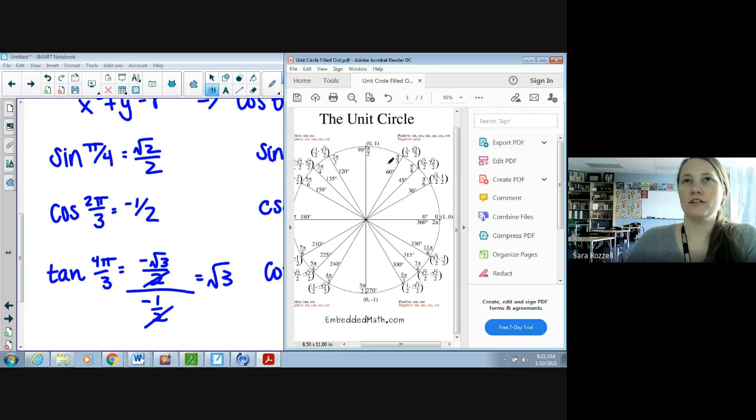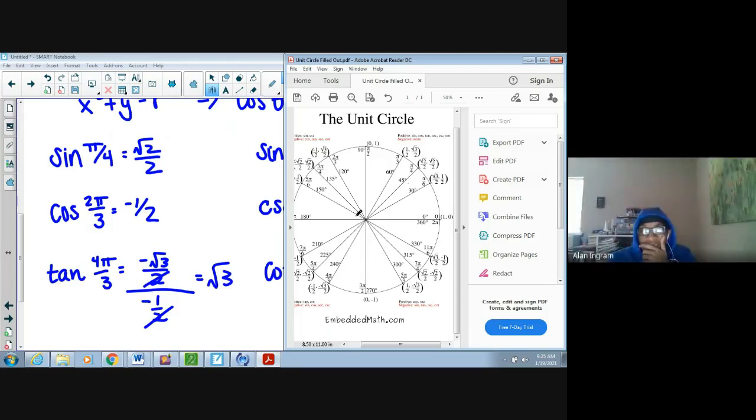Everybody hold up their fingers. Is it going to be 0 or 1 for the sine? So I need 0 or 1 for the sine. It's going to be 1, right? Because sine is the y. Okay. Cosine is the x. Sine is the y. What is it, Alan? Sine is the y.